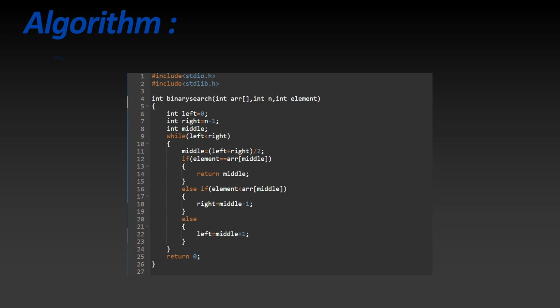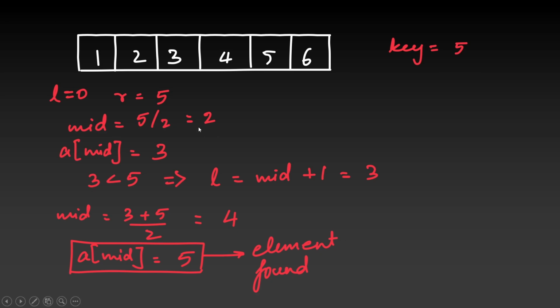We move on, we find mid, which is equal to 0 plus 5 by 2, which is 5 by 2, we get the floor value 2. So doing the floor division, we have got the value of mid to be 2. Now A of 2 is 3. So our middle value is 3 in the array.